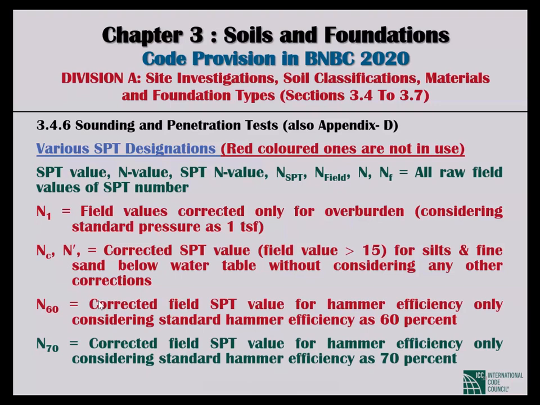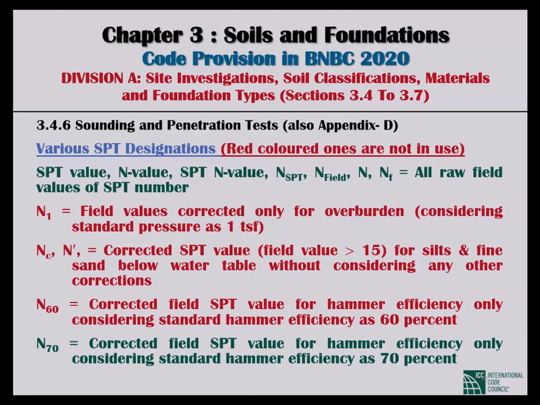So we have another one, N60. It is the SPT value corrected for hammer efficiency only, nothing else. They consider the hammer efficiency as 60%. That means the energy of the hammer should theoretically be: the hammer weight is 140 pounds and it is dropped from a height of 2.5 feet. So the energy should be 140 into 2.5. This is the 100% energy.